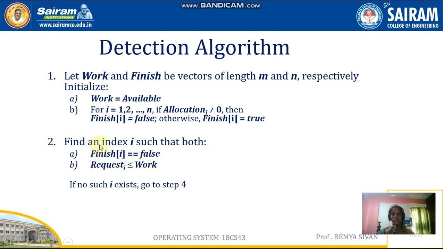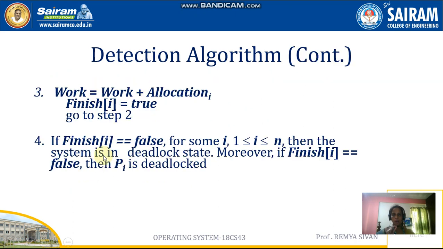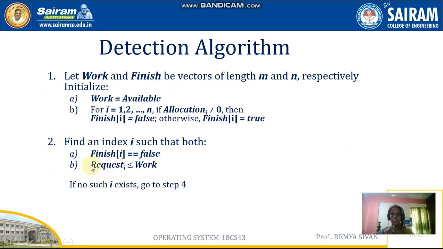If you are not able to find any process with these two conditions, you can step into step 4. The fourth step is: if finish of i is equal to false for some i from 1 to n, then the system is in a deadlock state. Moreover, if finish of i is equal to false, then Pi is deadlocked. If you are able to find a process with these two conditions, go to step 3.